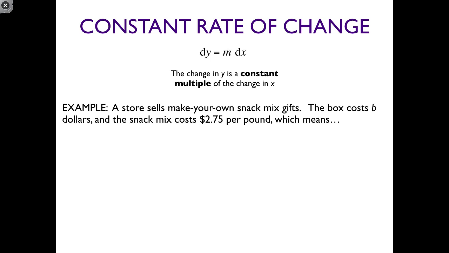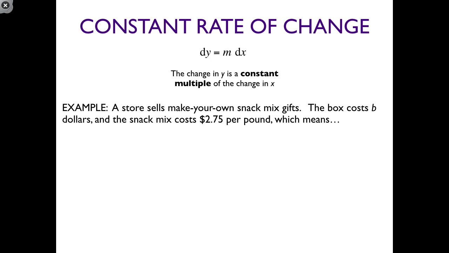So here's a different example. I put in a B to match the animation we were just talking about. Store sells make your own snack mix gifts. So I didn't want to write a whole paragraph up here, but this is the kind of place where you pick out a pretty box to put it in. You have to pay for the box. You put in whatever snack mix or candies or whatever you want inside that costs a certain amount per pound, in this case $2.75 per pound.